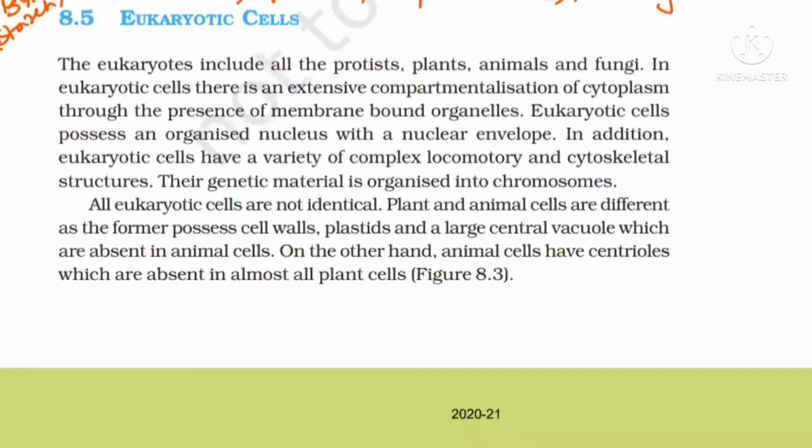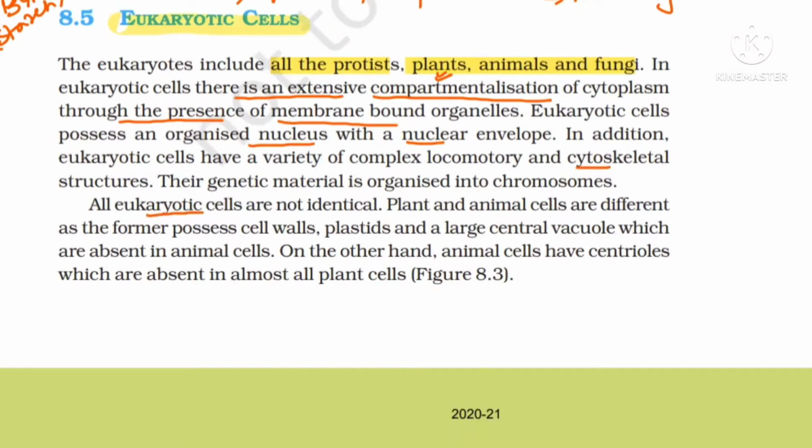Now we are starting with the eukaryotic cell. The eukaryotic cell includes all Protista, because the Protista kingdom includes unicellular eukaryotes, as well as kingdom Plantae, kingdom Animalia and kingdom Fungi. There is extensive compartmentalization of the cytoplasm, meaning we are making different compartments in the cytoplasm. How? By the presence of membrane-bound organelles. They have a well-developed nucleus with a nuclear envelope. They also have the cytoskeleton, and they have locomotory structures also.